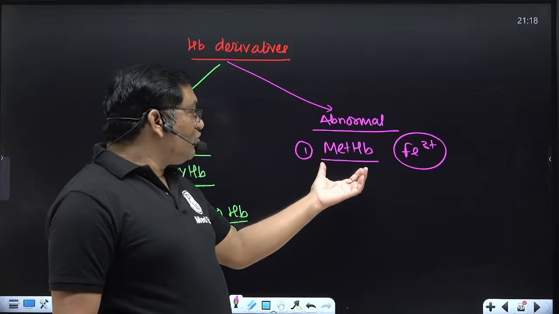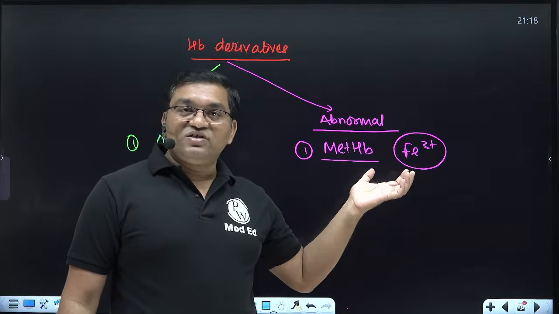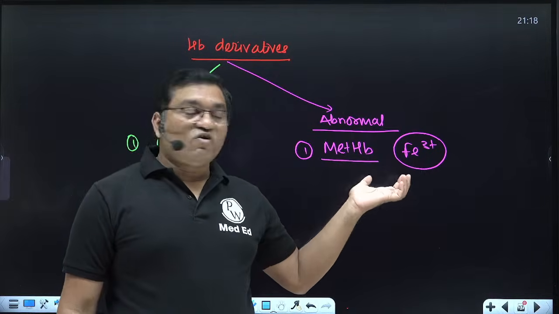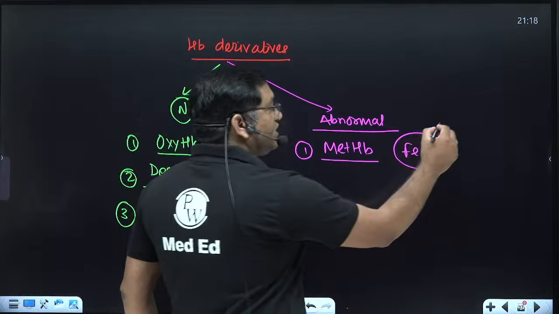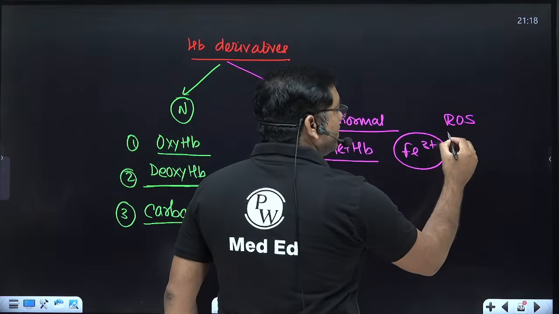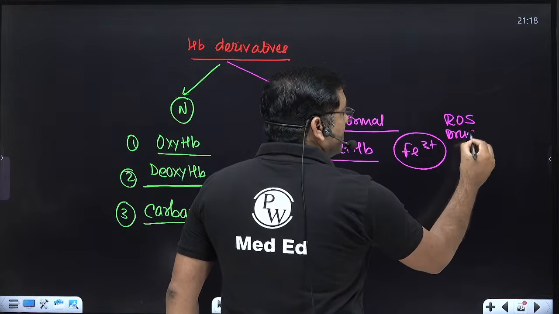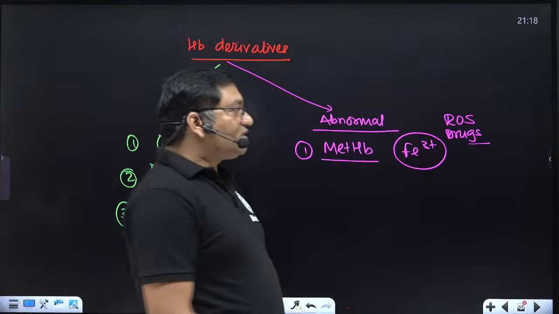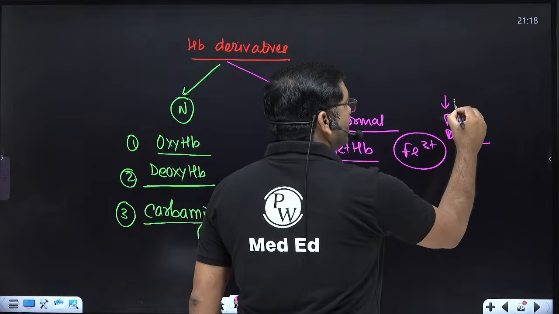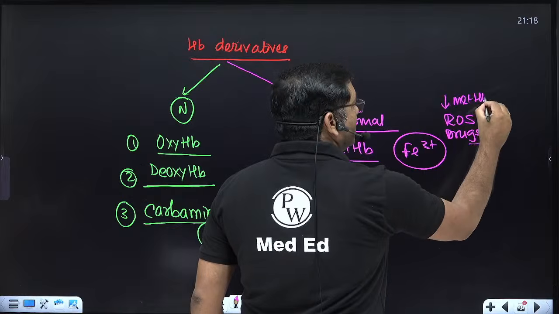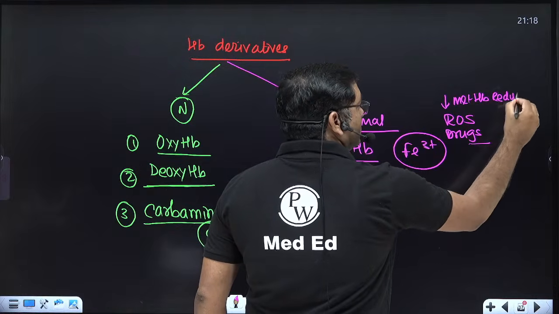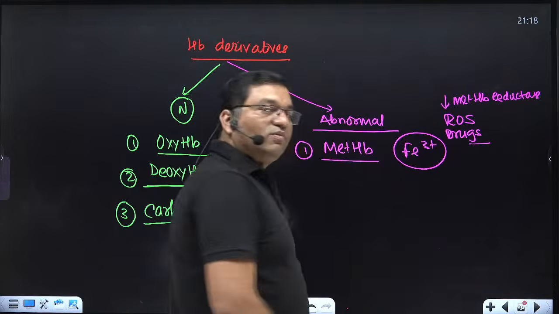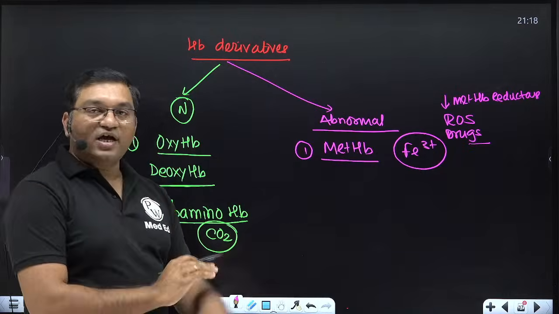Methemoglobin can be formed by various drugs. Also reactive oxygen species, meaning free radicals, and various drugs are responsible for the formation of methemoglobin. Also a congenital defect in the methemoglobin reductase enzyme can cause methemoglobin formation. So this is one abnormal form.